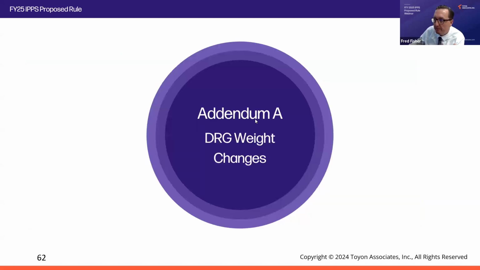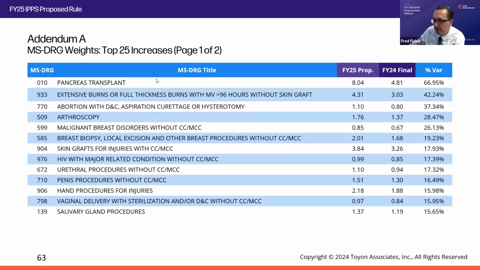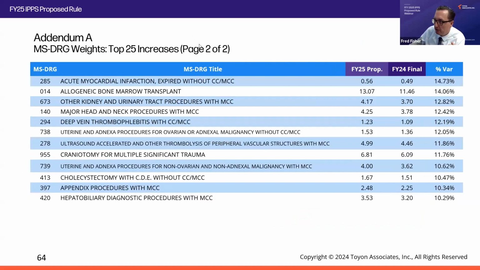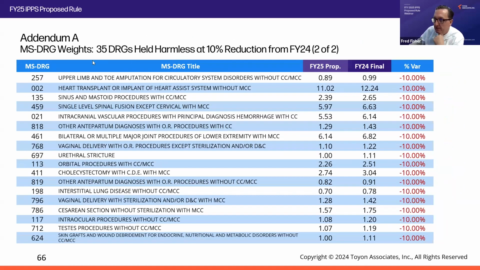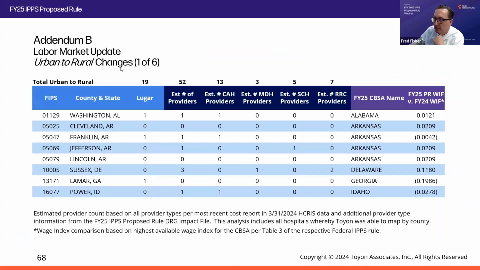Just real quick, we mentioned we have addendums or exhibits, whatever you want to call them, where you can peruse to see the changes to a few DRGs. If you're curious about a provider in York or any of these counties that went through changes, we have an addendum that shows urban to rural by each of the counties, which of those are Lugar, how many total providers, those include psych and rehab, not just IPPS, critical access, Medicare dependent, sole community, rural referral, what's the new name of the CBSA, and then we threw in the change in the wage index.